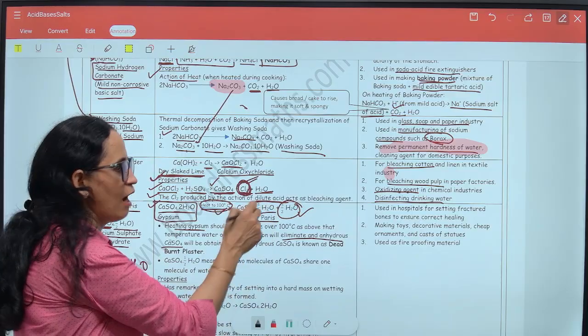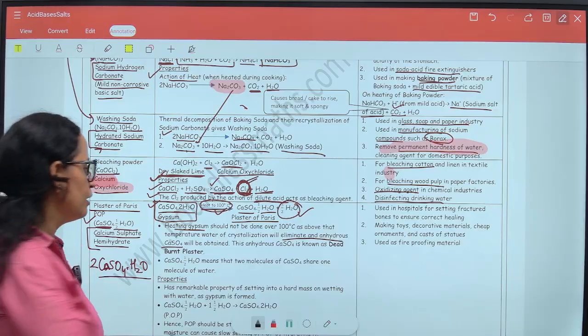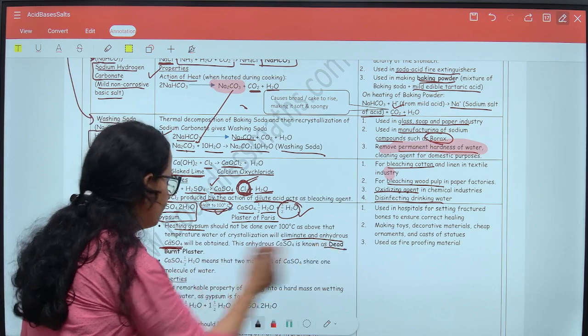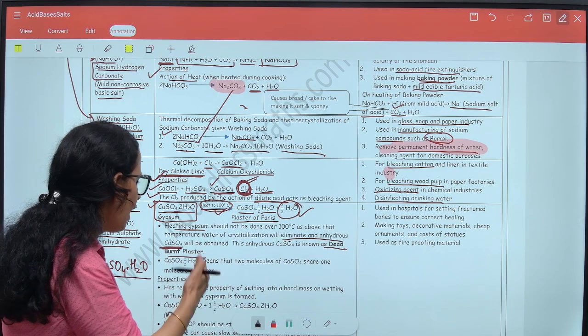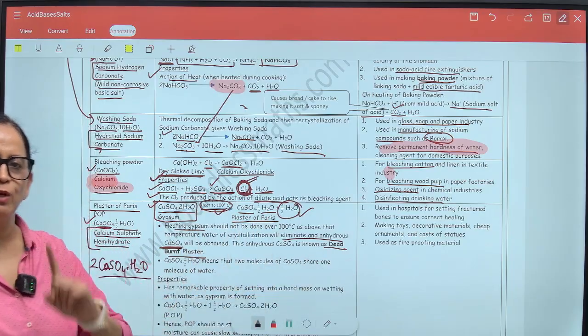It still needs half H2O, and if this half is also gone, all the water is gone, then it becomes anhydrous CaSO4, which is useless, and it is called dead burnt plaster. So now this dead burnt plaster is useless, right? Now CaSO4.half H2O, again it means 2 molecules of CaSO4 sharing 1 molecule of water.